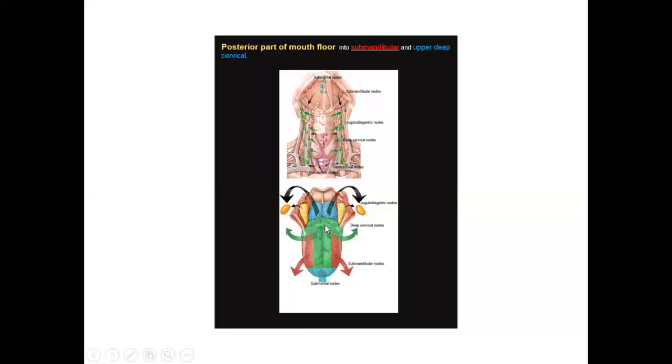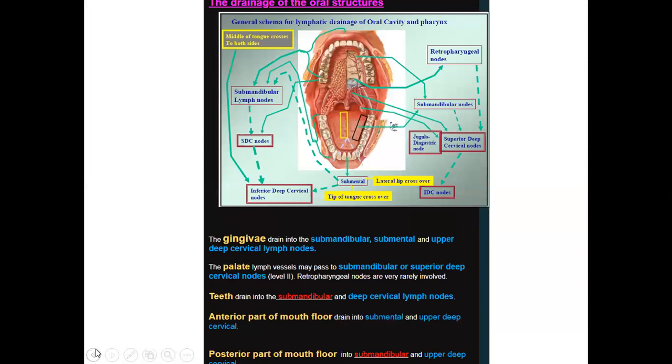Yeah, this one. So seeing the different areas that the tongue is draining towards. So submental, submandibular, oh, and your deep cervical nodes as well, for the middle of the tongue, going to deep cervical versus the posterior going to jugulodigastric. Let's see what else is important here.